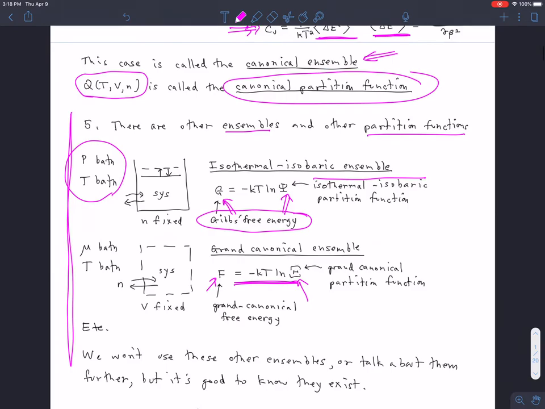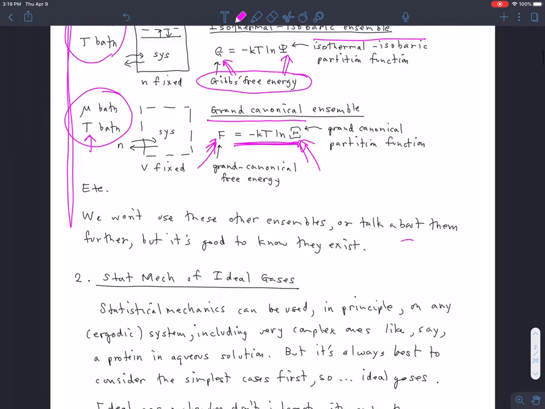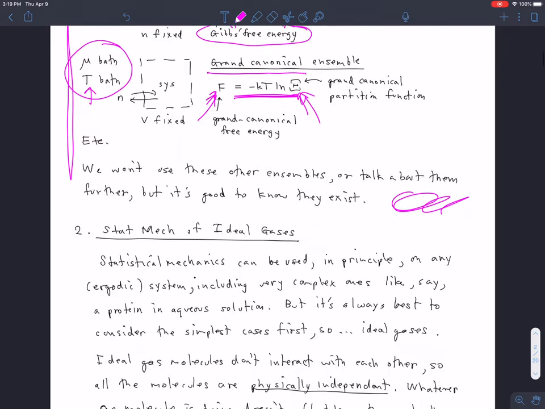So yes, in the last case, you've got, again, two baths, one for chemical potential and one for temperature. And that's called the grand canonical ensemble. There's a grand canonical free energy, and there's a grand canonical partition function, and they're related to each other by means of a log, essentially. Okay, again, I won't say anything more about that in the rest of this semester. That's just for your information so that when you see it again, you'll at least have heard of it.